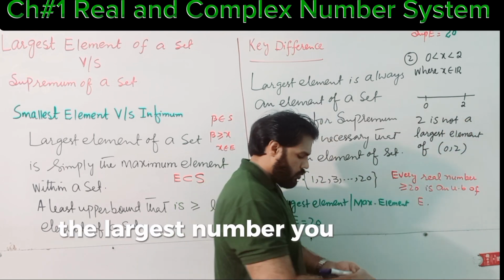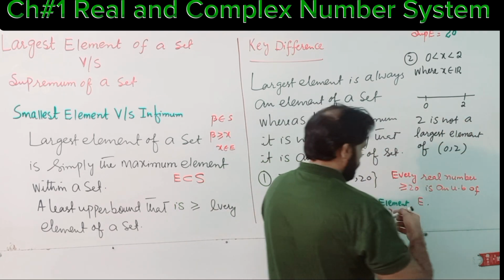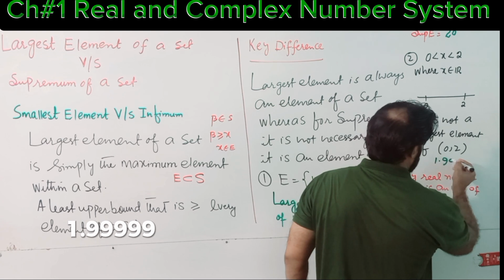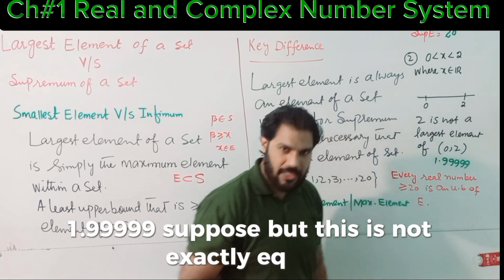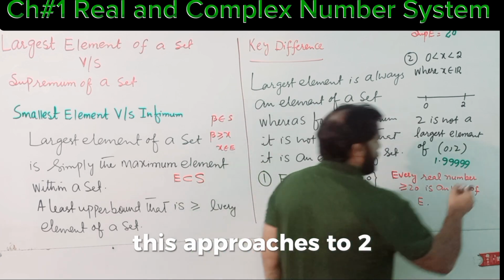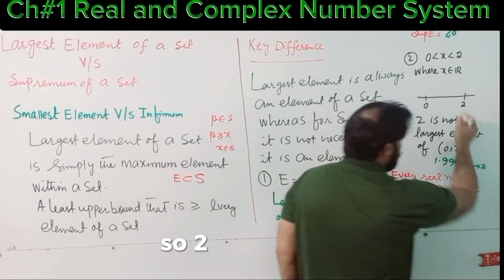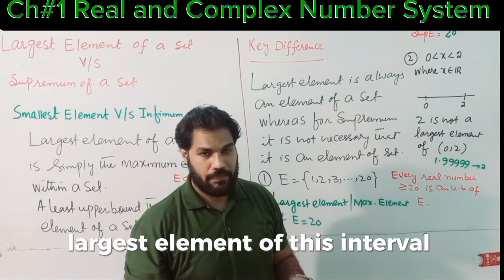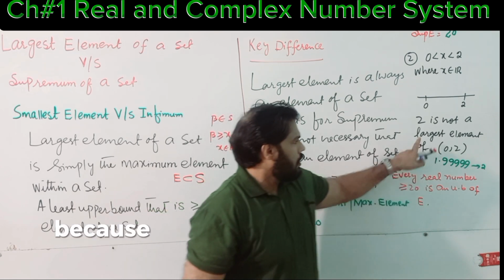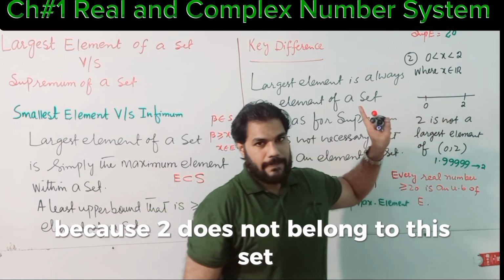The largest number you can pick here may be 1.99999, suppose, but this is not exactly equal to 2. This approaches 2. So 2 is not the largest element of this interval because 2 does not belong to this set.